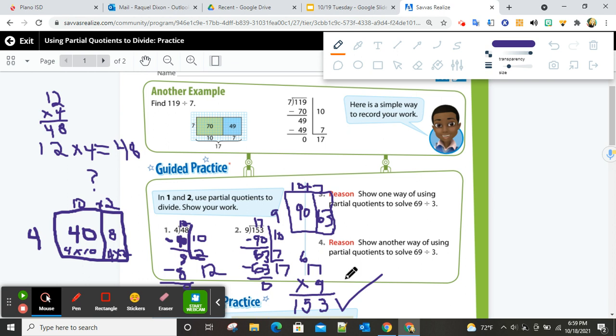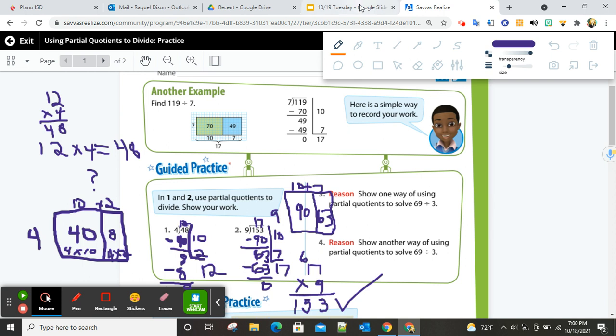Good luck. Remember, you're going to make mistakes. That's part of math. That's how our brain works, and that's the important part of risk taking. So, good luck with division.